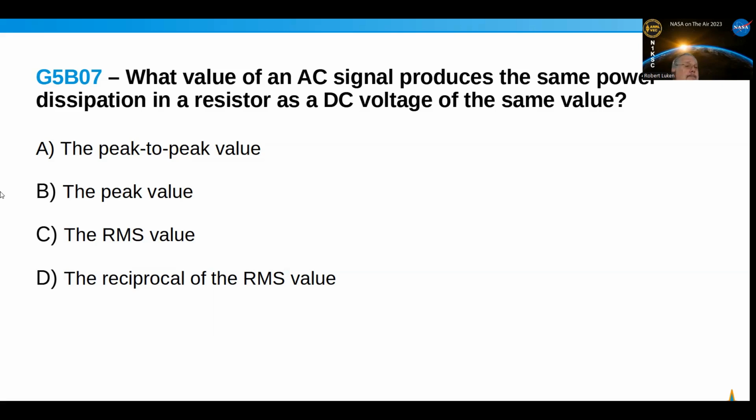Want to go with Charlie? Charlie, yeah. It's not peak, it's not peak peak. Okay. It's 0.707 of peak. 0.707 over 3 of 2 times peak. Peak.